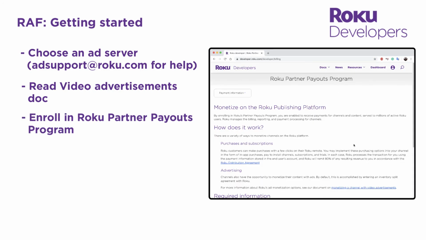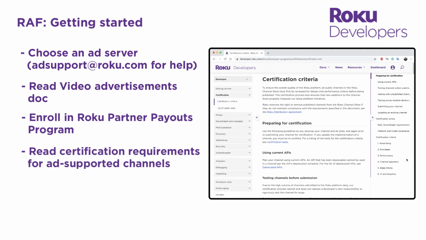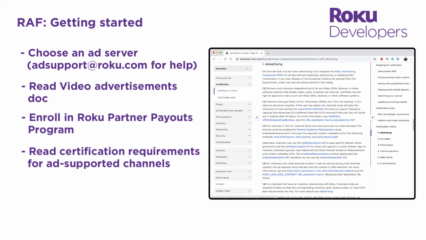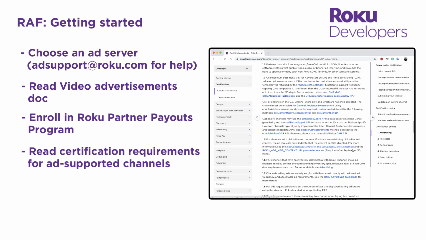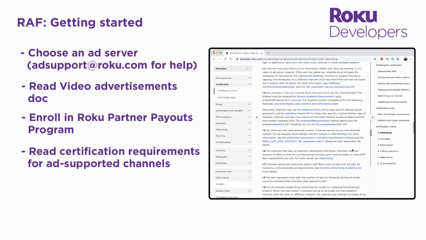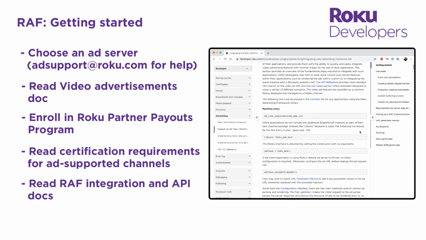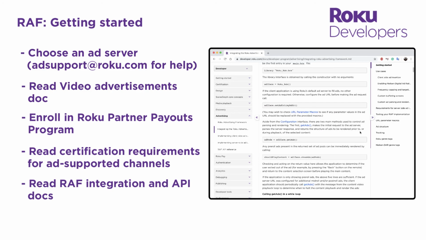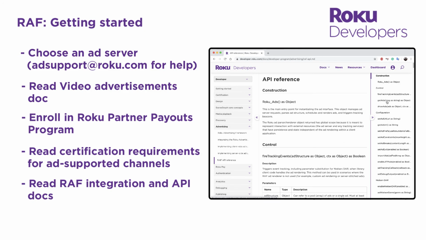In order to monetize ad-supported content, you need to provide a payout method and tax information. Read the certification requirements for ad-supported channels. These are important because your channel must meet all the requirements to be published to the Roku Channel Store. We'll cover many of these requirements as we integrate RAF in our channel. Finally, review the RAF integration guide and RAF API reference to learn more about implementing Roku's client and server-side ad insertion solutions.